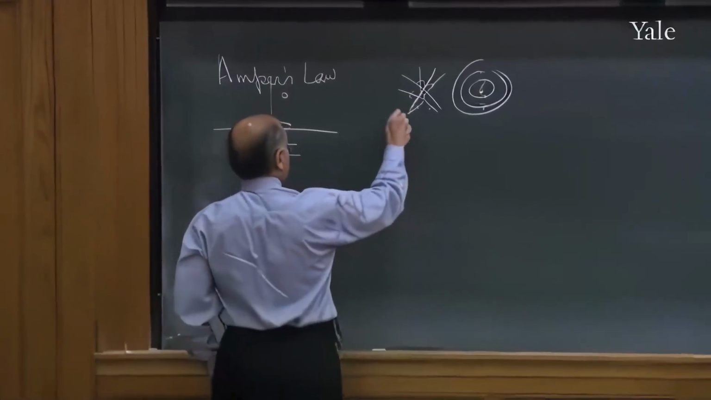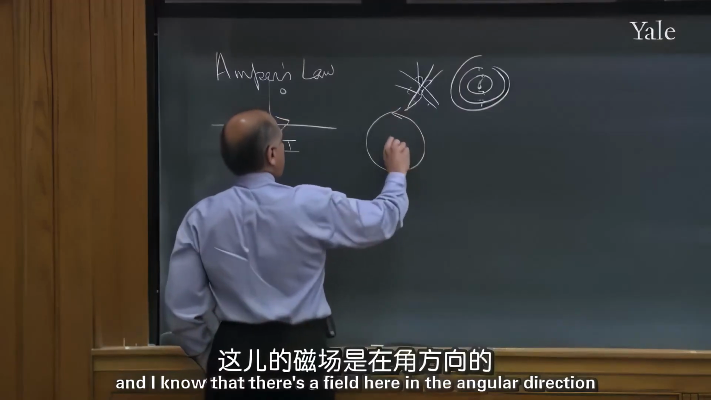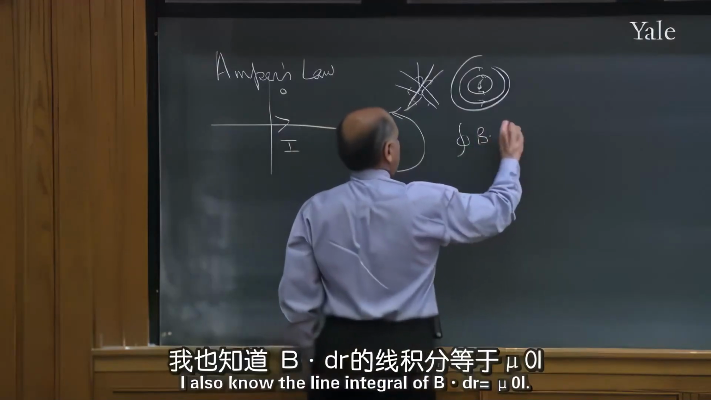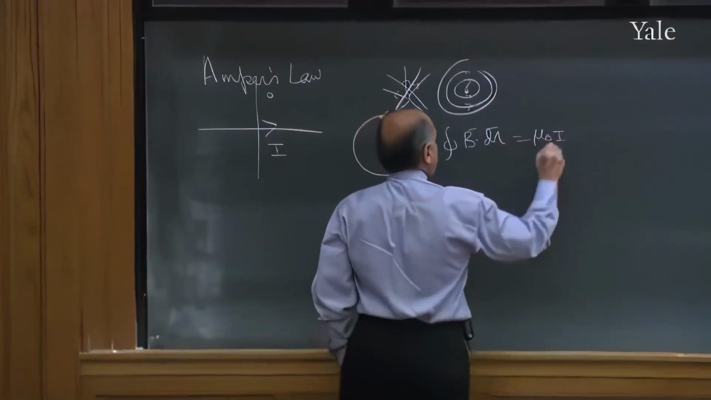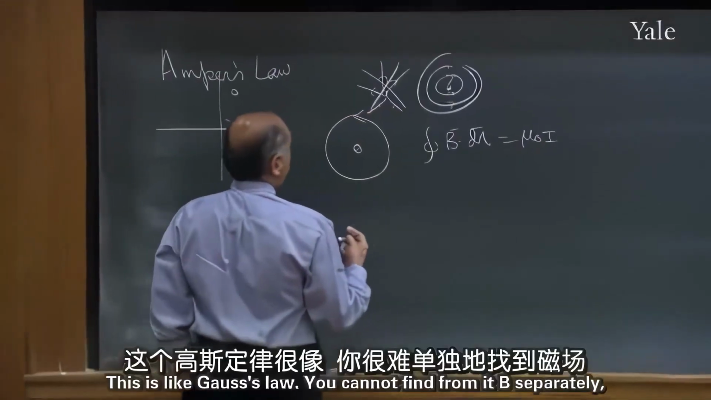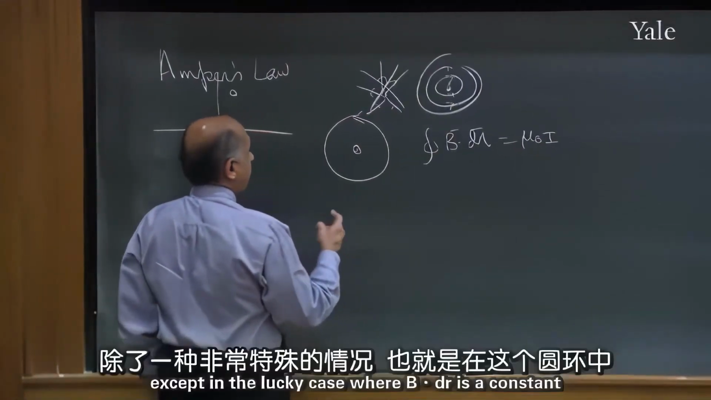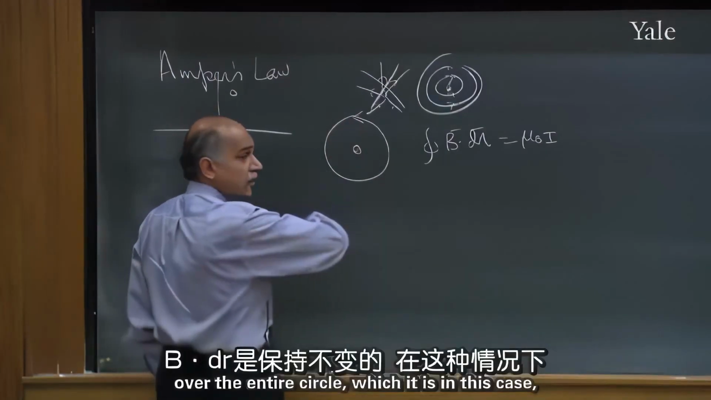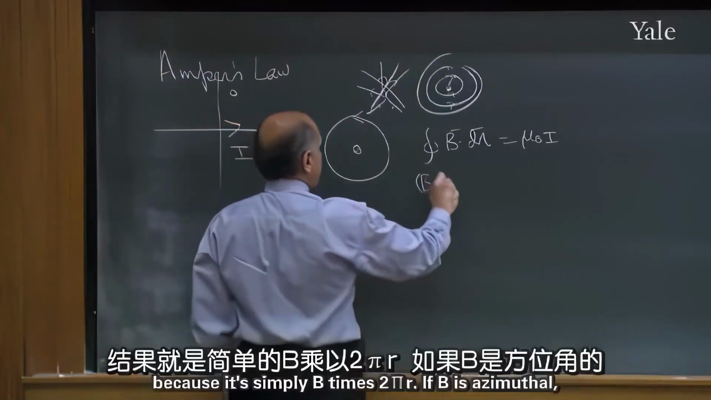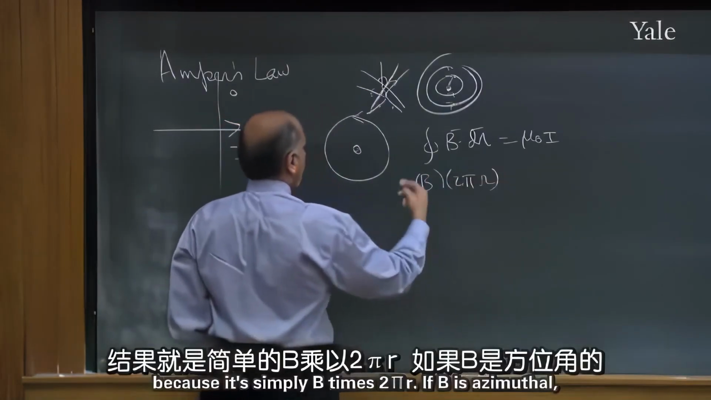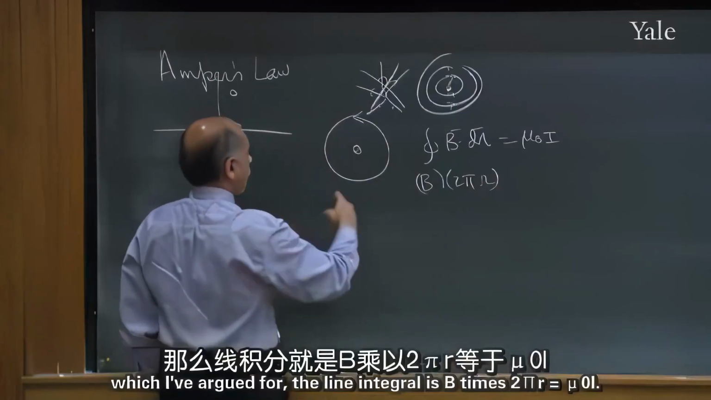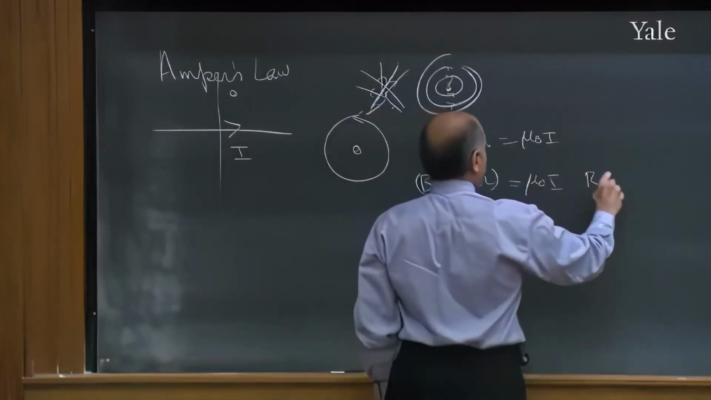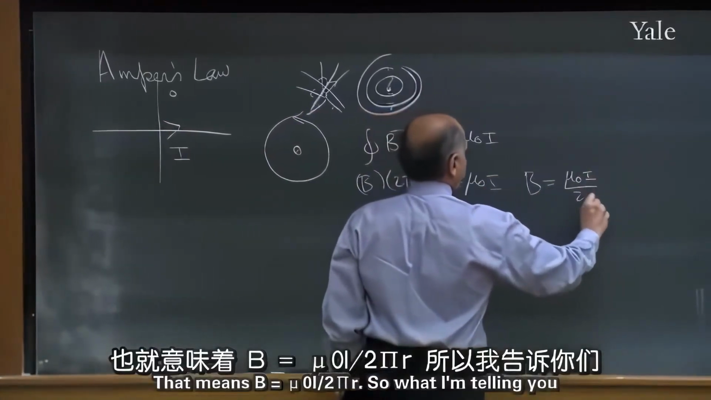Therefore, I look at the wire end on, and I know that there's a field here in the angular direction. I also know the line integral of B dot dr is equal to mu 0 I. This is like Gauss's law. You cannot find B separately from it, except in the lucky case where B dot dr is a constant over the entire circle, which it is in this case because it's simply B times 2 pi r. If B is azimuthal, which I've argued for, the line integral is B times 2 pi r equals mu 0 I. That means B is equal to mu 0 I over 2 pi r.